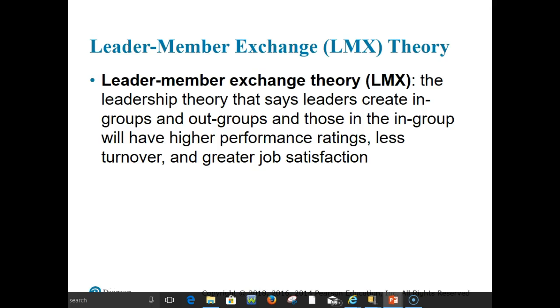Leaders also encourage LMX by rewarding those employees with whom they want a closer linkage and punishing those with whom they do not. So again, your LMX theory, leader-member exchange theory, is the leadership theory that says leaders create in-groups and out-groups, and those in the in-group will have higher performance ratings, less turnover, and greater job satisfaction.